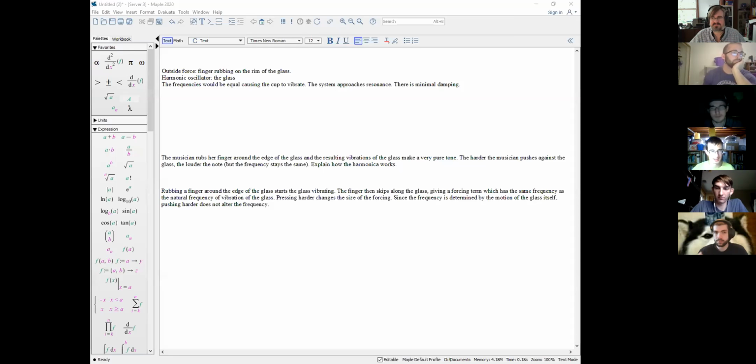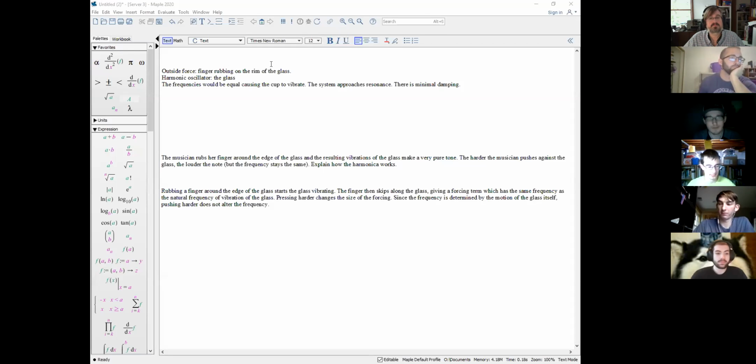So we basically came up, okay, well, we have a goblet, and when you're rubbing your finger around the outside of the glass, it produces a very loud, clear, single pitch note. And so we figured that the outside force was the finger rubbing on the rim of the glass, and the glass was kind of the harmonic oscillator. And so we figured the frequencies would be equal, causing the cup to vibrate, and so the system approaches resonance. And there's also minimal damping.